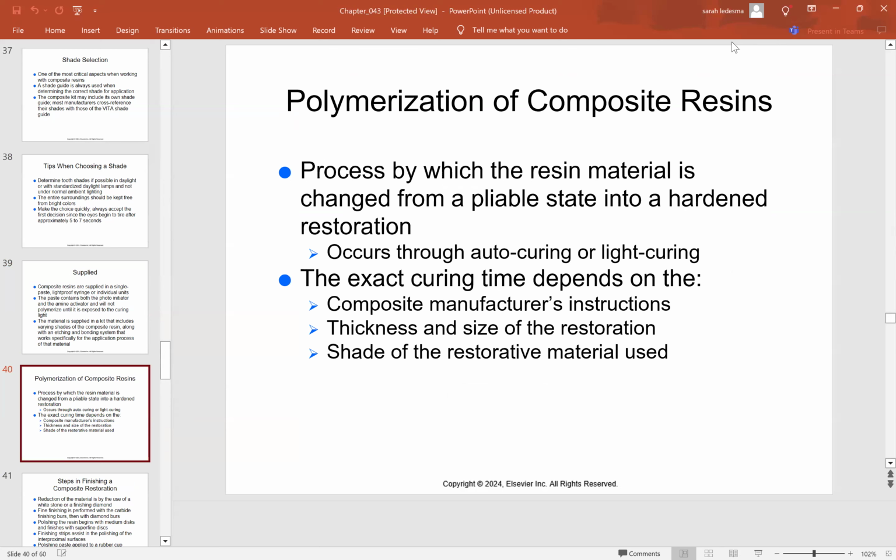Polymerization or curing of composite resins is the process by which the resin material is changed from that pliable state into the hardened restoration that the patient would walk out with. This occurs with auto curing or light curing. The exact curing time is going to depend on the manufacturer's instructions, the thickness and size of the restoration, and then also the shades. So with our darker shades, they tend to take a little more time with curing.